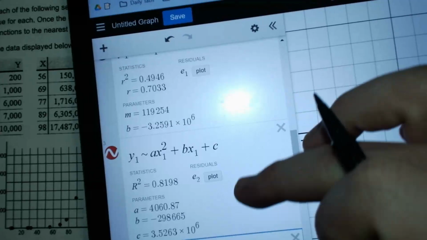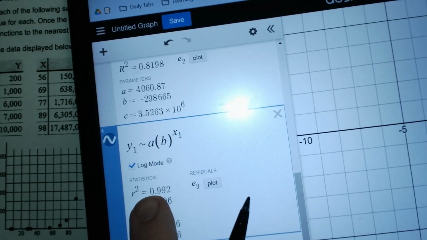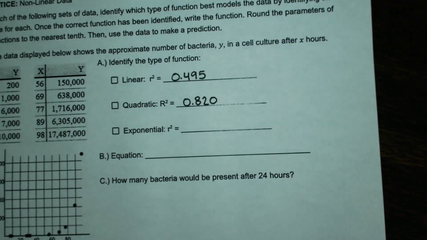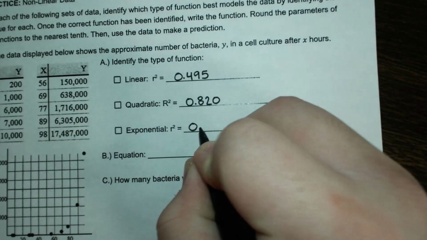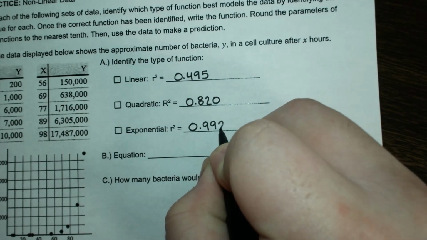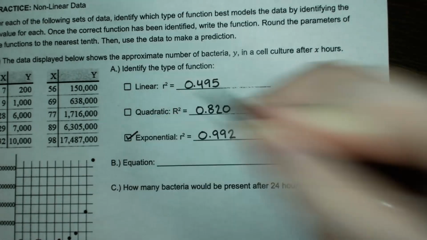And then scrolling down to the exponential, I see after I've got log mode turned on a lowercase r squared of 0.992. Of those 3 options, which has the highest r squared value? Definitely exponential. So that's the choice we're going to go with.